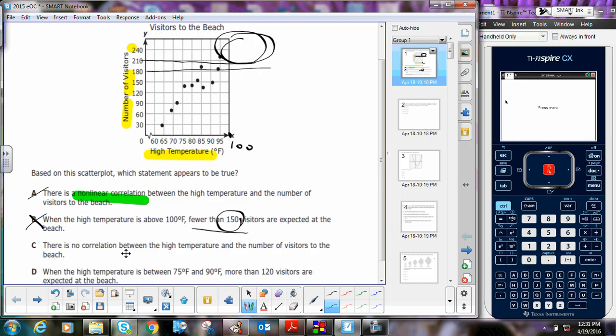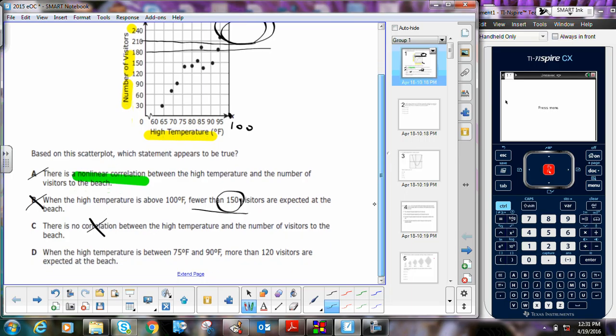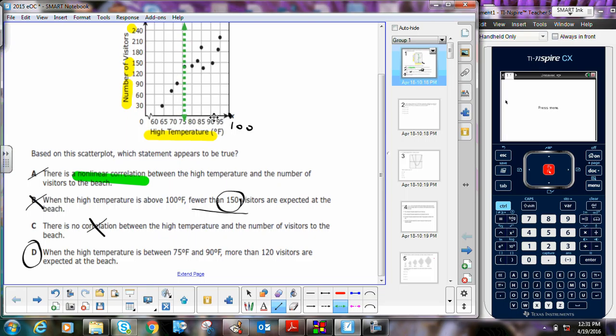There is no correlation between the high temperature and the number of visitors at the beach. You know what? This is false too, because there is a correlation. Now the only statement that stays is D. Let's read it. When the high temperature is between 75 and 90 degrees. So let's see where the 75 and 90 are. I'm going to highlight 75 right here, and this is the 90.